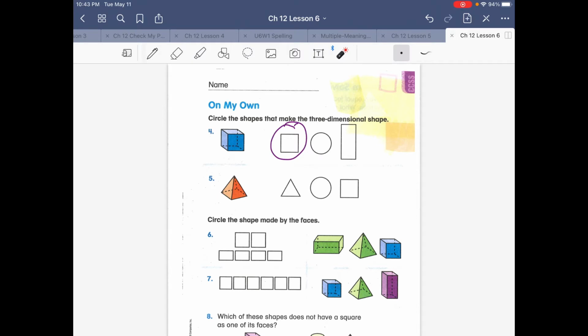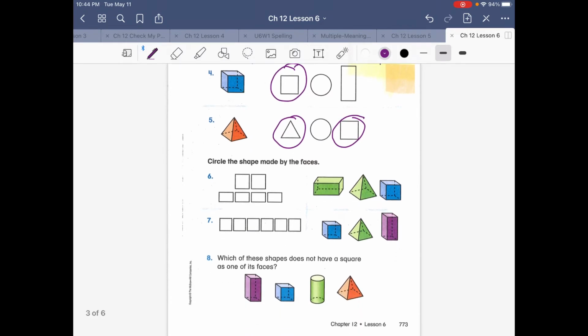Number 5. What shape is that again? That's right, that's a square pyramid because it has a square for the base. In that square pyramid, which 2D shapes, a triangle, circle, or square, are going to make up that square pyramid? Did you circle the triangle and the square? Nice job. Number 6 and 7, it says circle the shapes that make up the faces.